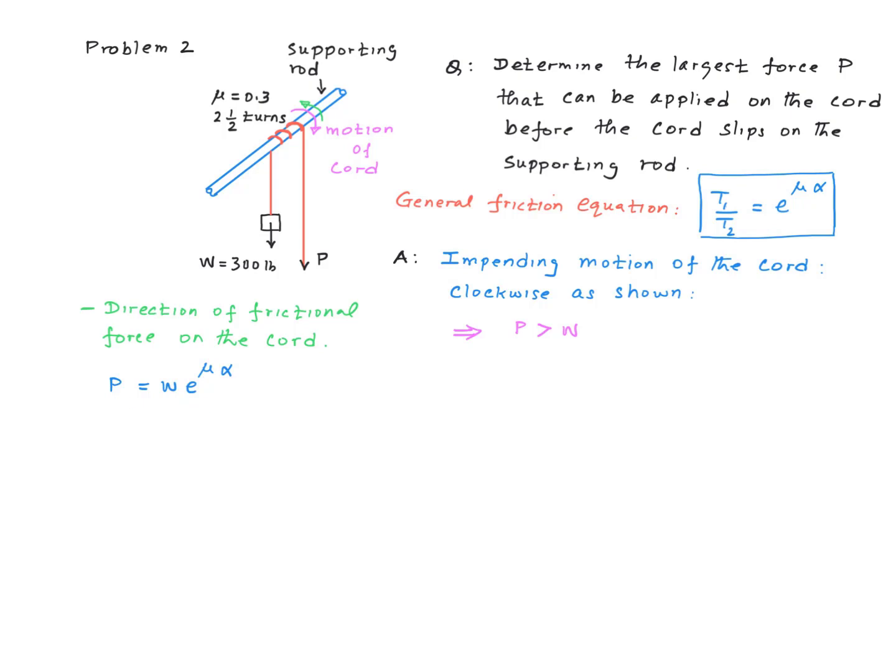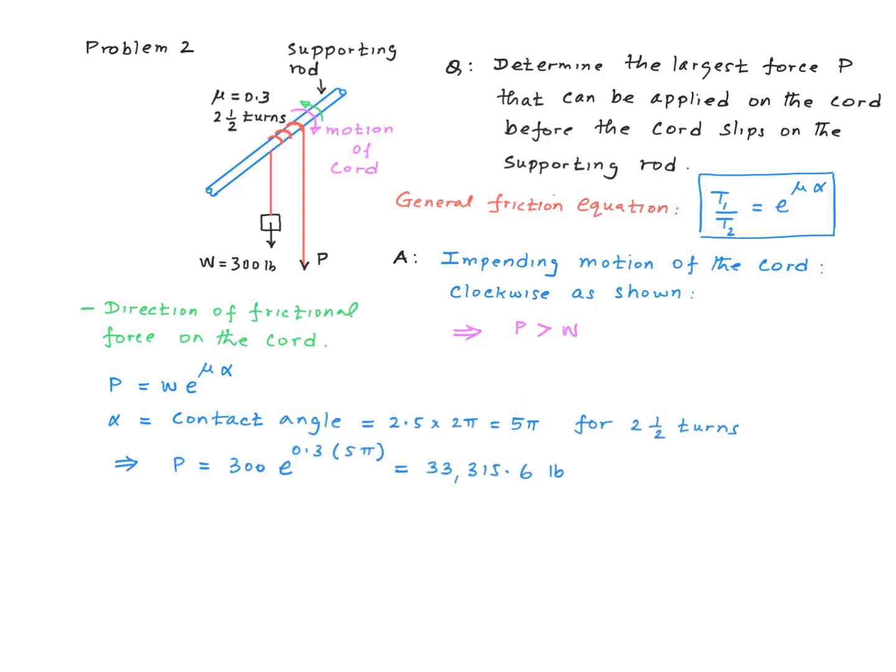This is the relationship between P and W. P goes on the left side. We have 2.5 turns of cord on the cylinder, and therefore the contact angle between the cord and the cylinder is 2.5 times 2 pi, which is 5 pi. The coefficient of friction is 0.3, and then along with the contact angle, we get this value for P.